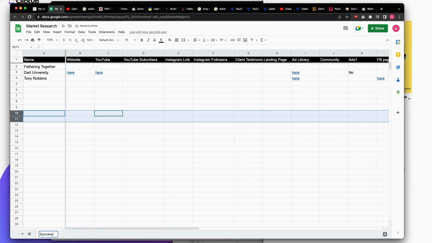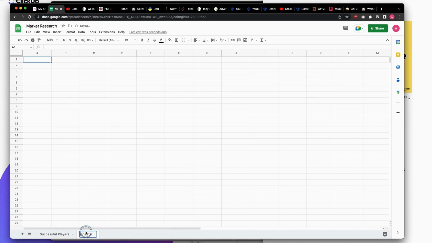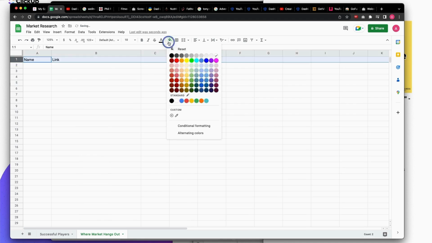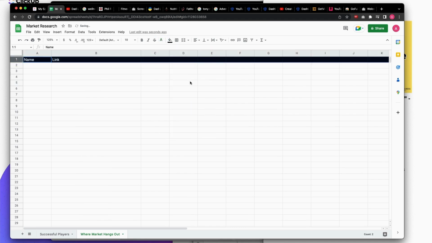So this is going to be successful players. And then I might have another one, which is where the market hangs out, okay? And then I might come over here and put name, and then link, and that's it. That's pretty much all I need. And then I'll make this black, and make this white over here.